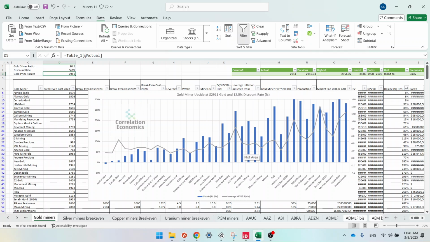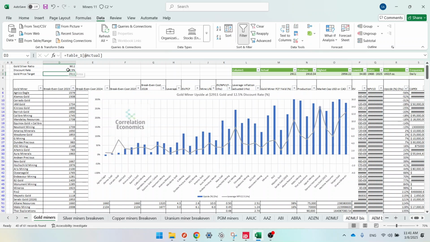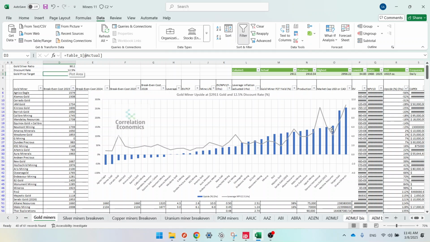With a lower discount rate, you get a higher leverage, and the leverage increases for the high mine life assets, of course. At the higher discount rate, you will get lower leverage. Okay, so you can choose your discount rate yourself. I choose 12.5% just to be sure. And then you can use this chart. It's very important.